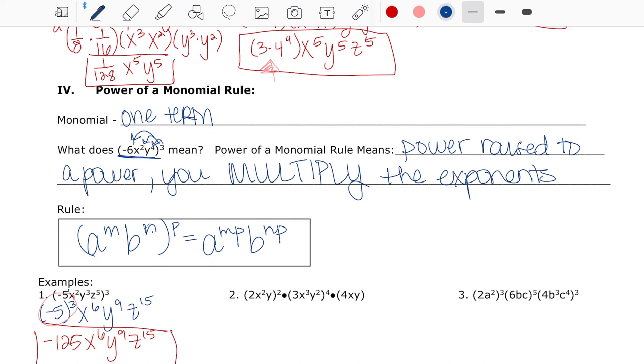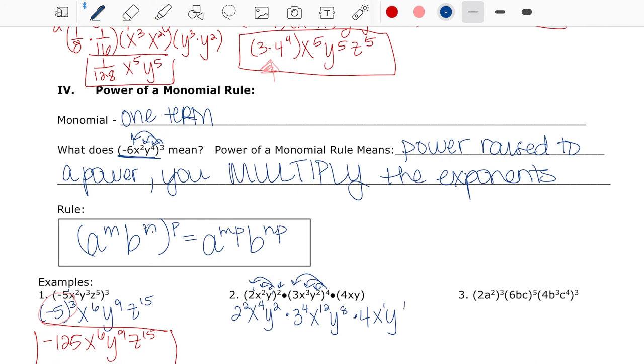So for our next one, for number 2, that outer 2 right there, it's going to go to the 1 that's on the 2 right now, the x squared, and then the y. And that y has an exponent of 1. And then our 4 over here is going to go to the 3, the x cubed, and the y squared. So we get 2 squared times x to the 4th times y squared, multiplied by 3 to the 4th, x to the 12th, and y to the 8th, multiplied by 4 times x, y. Remember, when you don't see those exponents on the variables, it's an understood 1.